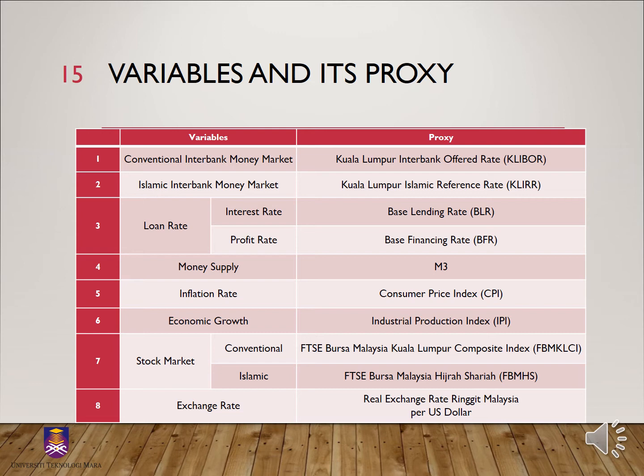For the economic growth, we use the IPI instead of the GDP because our data is monthly data. And for the stock market, for conventional, we use the FTSE Bursa Malaysia Kuala Lumpur Composite Index, and for the Islamic, we use the FTSE Bursa Malaysia Hijrah Shariah Index.